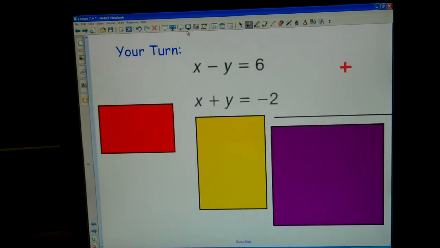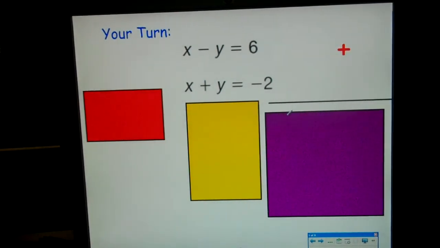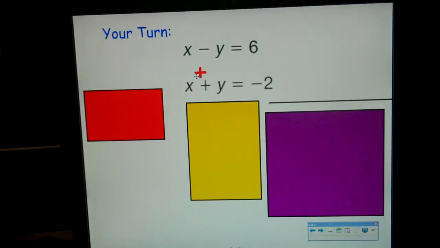All right, here we go. Your turn. I'm going to make that nice and big so you can see it. I want you to do the same thing. Follow your steps. Pause it now, follow your steps, and see what you get as your solution. All right, I'm going to walk through it because you have paused the video and you already did it.